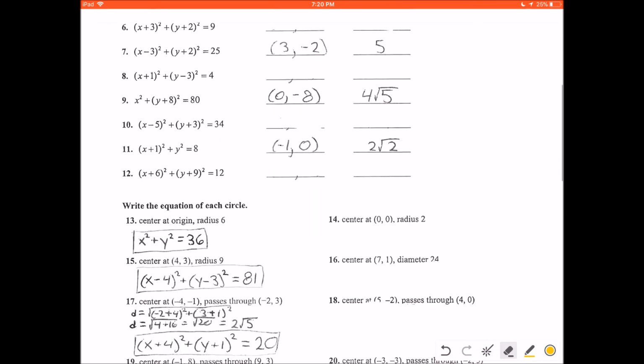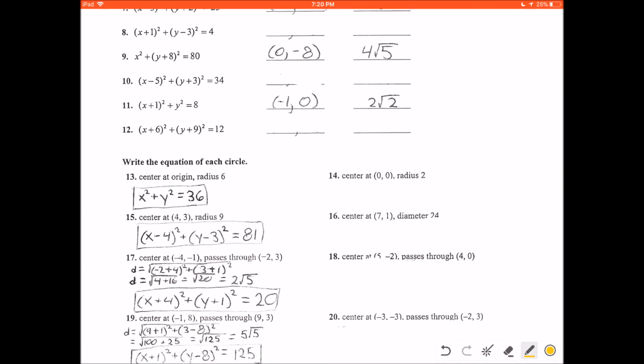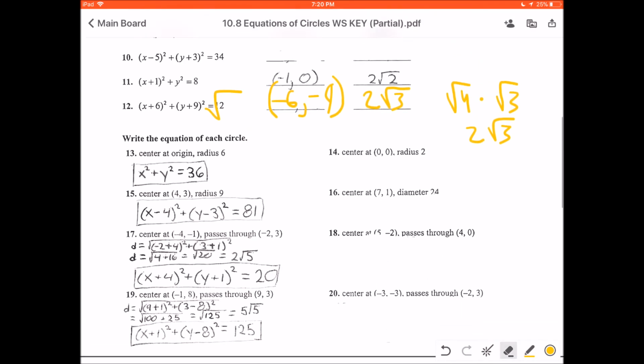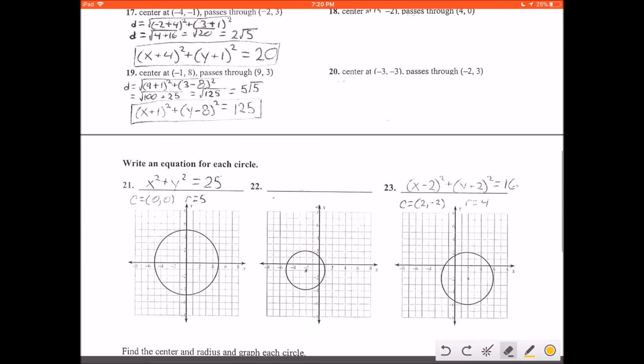Let's do number 12. Okay, so x is at -6, because you're adding 6, so you go left, and then 9 going up, you're going plus 9 on the equation, so you go -9 for your center. And your radius is the square root of 12, which you can rationalize as root 4 times root 3, which is 2 root 3. So 2 root 3 is your radius. Let's do one of these questions and be done. Actually, we can do this too.